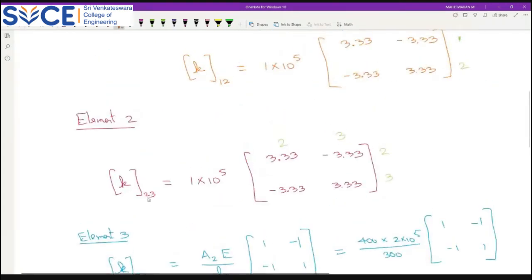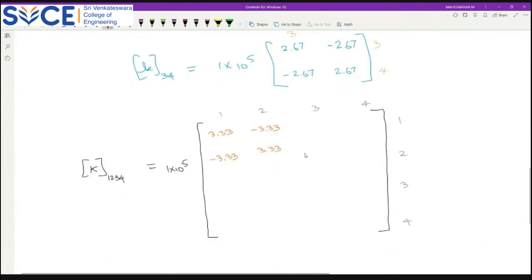Second one, K23, right? So same 3.33. Okay, so it is in the 2 3 address. So plus 3.33, minus 3.33, minus 3.33 and 3.33. Fourth one, it is 3 4. So connecting 3 4, 2.67. So plus 2.67, minus 2.67, minus 2.67 and 2.67. Okay, these are my remaining terms.